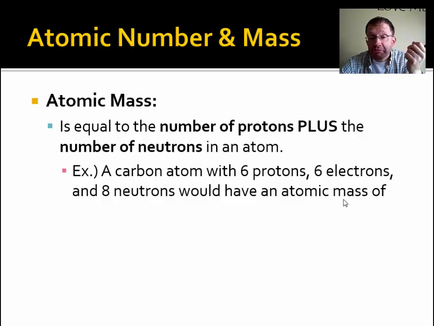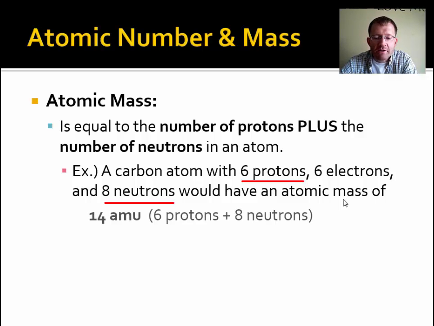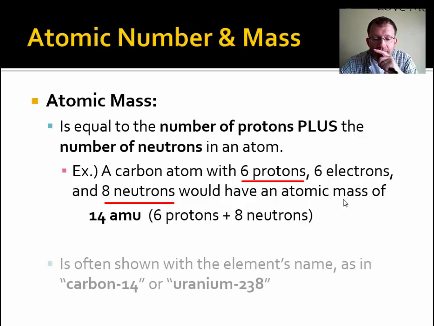In this example, a carbon atom with 6 protons, with 6 electrons, and with 8 neutrons, what would its atomic mass be? Well, if by definition atomic mass, as you see here, is the number of protons plus the number of neutrons, then you just look at this little sentence I've given you and take 6 protons plus 8 neutrons for a total of 14. 14 AMU. Remember, the mass of each of those is measured as 1 AMU. So the total mass would be 6 plus 8, 14 AMUs.